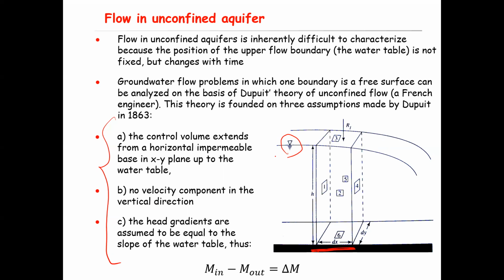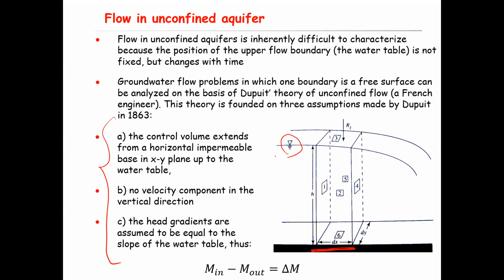The other assumption is that there is no velocity component in the vertical direction. So you don't have the QZ anymore. Everything is in the horizontal direction, which means you have QX and QY, but not QZ. And also the head gradients are assumed to be equal to the slope of the water table. So you have these three assumptions. We are making these three assumptions.